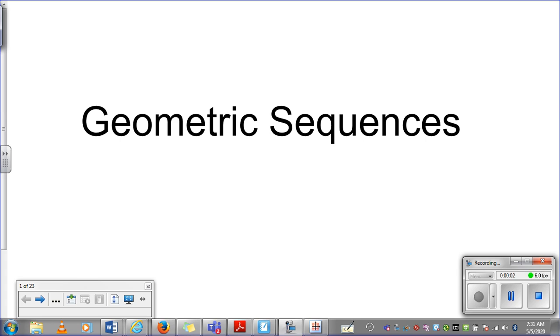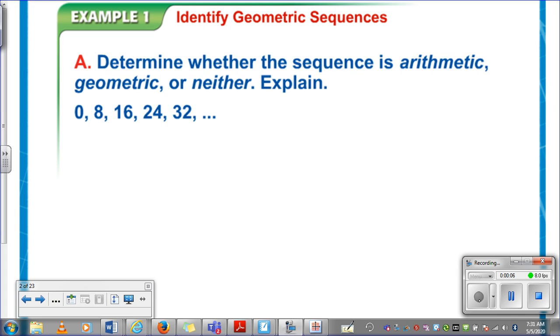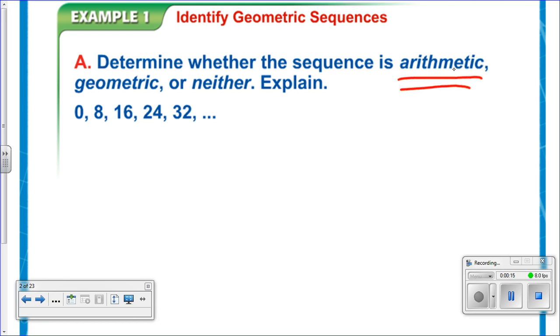Hello! In this video we're going to be talking about geometric sequences. First, let's see if you can identify a geometric sequence. Now, we have already learned in the past what arithmetic is. Arithmetic is when we are either adding or subtracting. Geometric then is going to be when we are multiplying or even dividing.